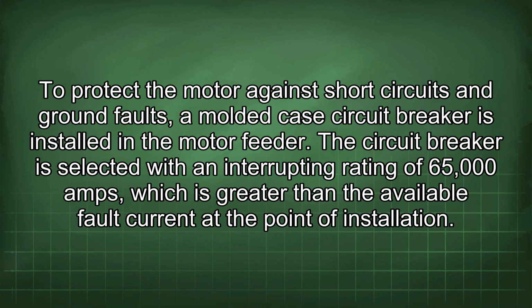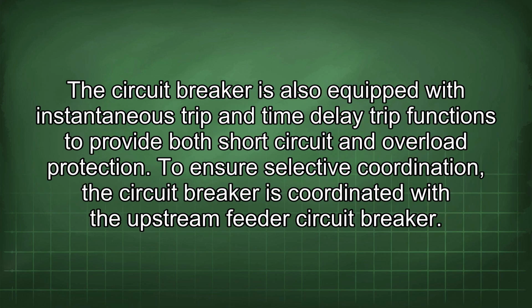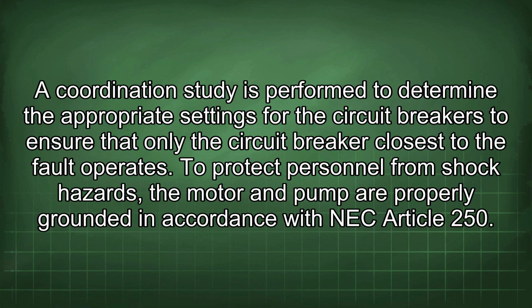To protect the motor against short circuits and ground faults, a molded case circuit breaker is installed in the motor feeder. The circuit breaker is selected with an interrupting rating of 65,000 amps, which is greater than the available fault current at the point of installation. The circuit breaker is also equipped with instantaneous trip and time delay trip functions to provide both short circuit and overload protection. To ensure selective coordination, the circuit breaker is coordinated with the upstream feeder circuit breaker. A coordination study is performed to determine the appropriate settings for the circuit breakers to ensure that only the circuit breaker closest to the fault operates.